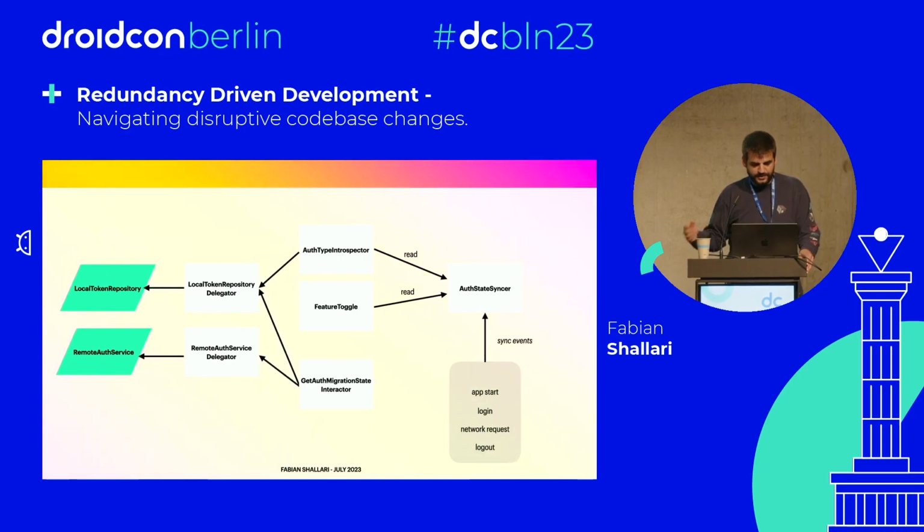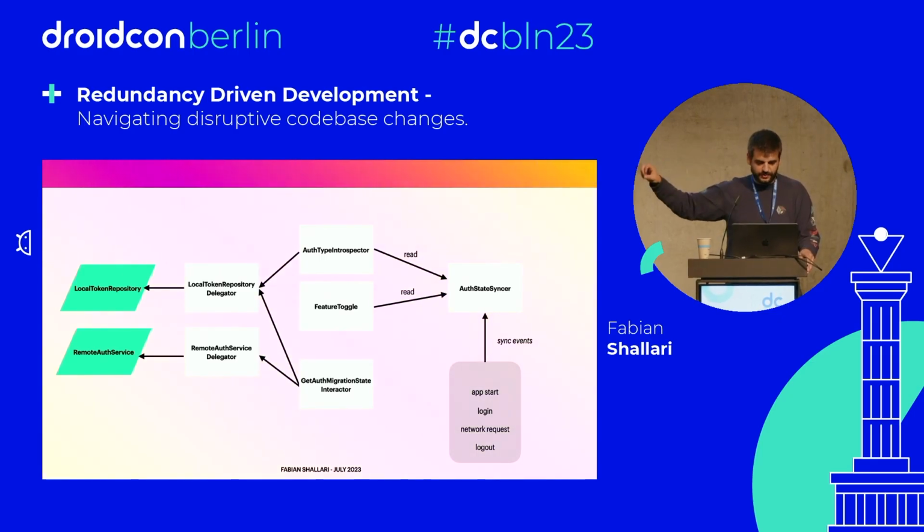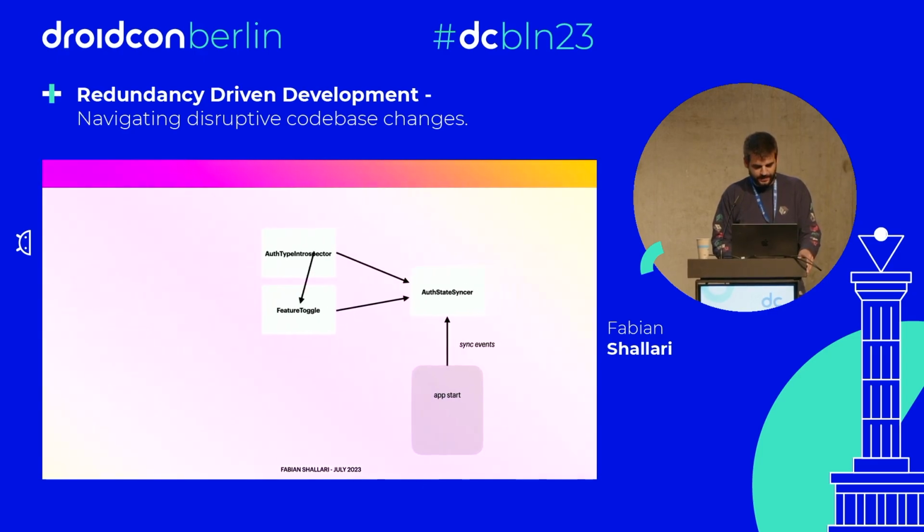So the way we keep track of all this, we did a sync event on each of the events which are of interest to the state machine. So on app start, on login, on a network request, on a logout, we would check the current token, the feature toggle, and the auth state syncer, which is actually our state machine, would then save what it thought the user was in that state.